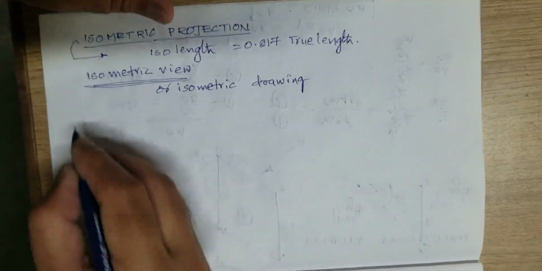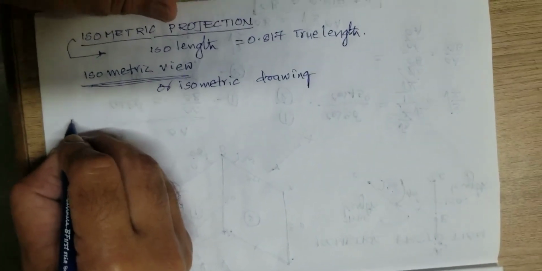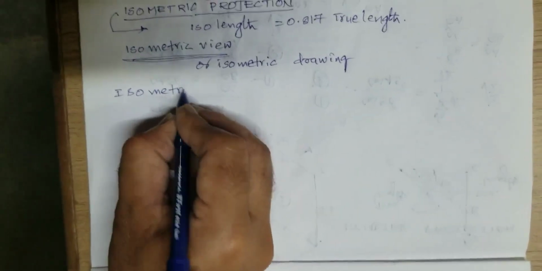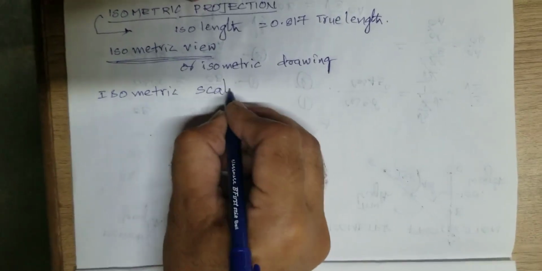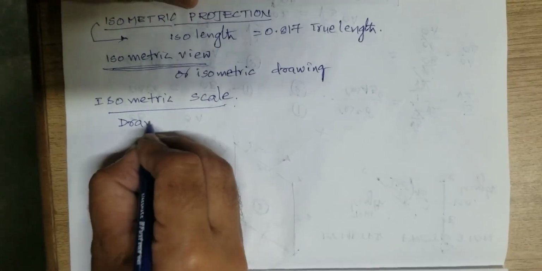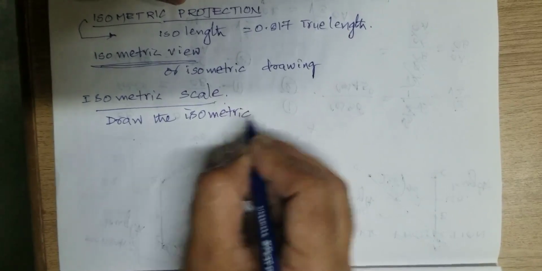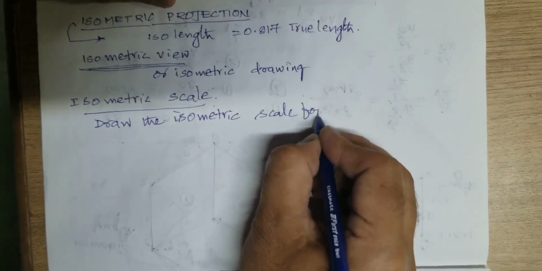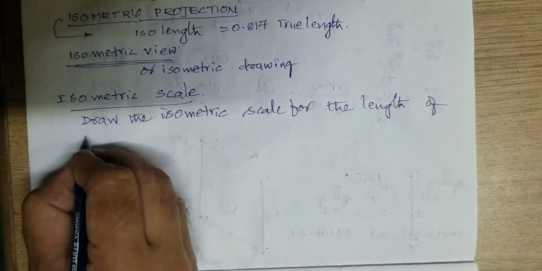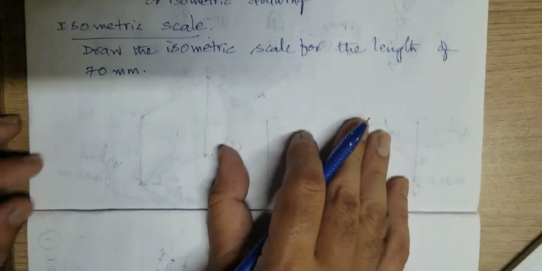Next, one more important question they generally ask is the isometric scale. They ask to draw the isometric scale. What is isometric scale? Let us say your question will be like this: Draw the isometric scale for the length of 70 mm. So for the isometric scale, how do you do it?